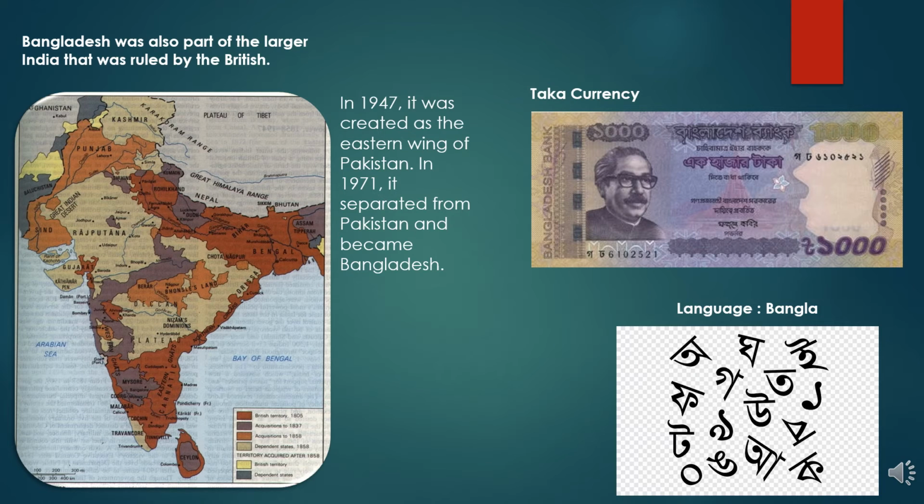Bangladesh was also part of the larger India that was ruled by the British. In 1947, it was created as the eastern wing of Pakistan. In 1971, it separated from Pakistan and became Bangladesh. The currency of Bangladesh is Taka, and the language of Bangladesh is Bangla.